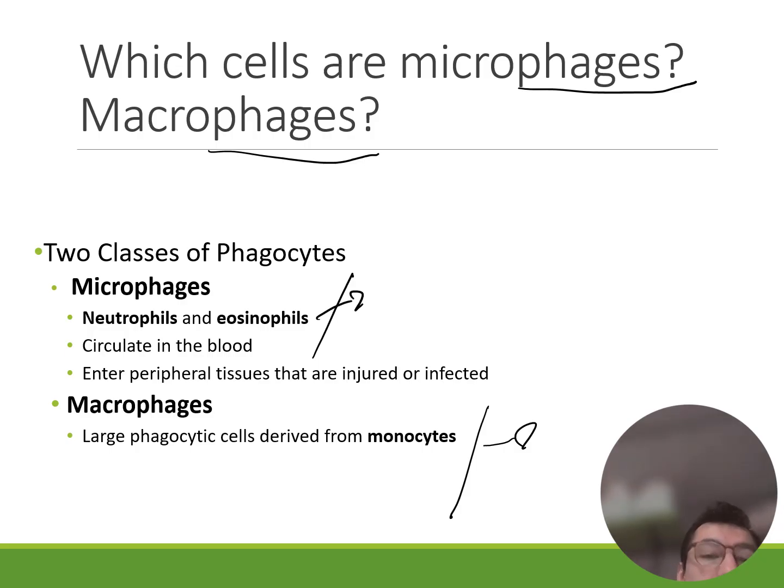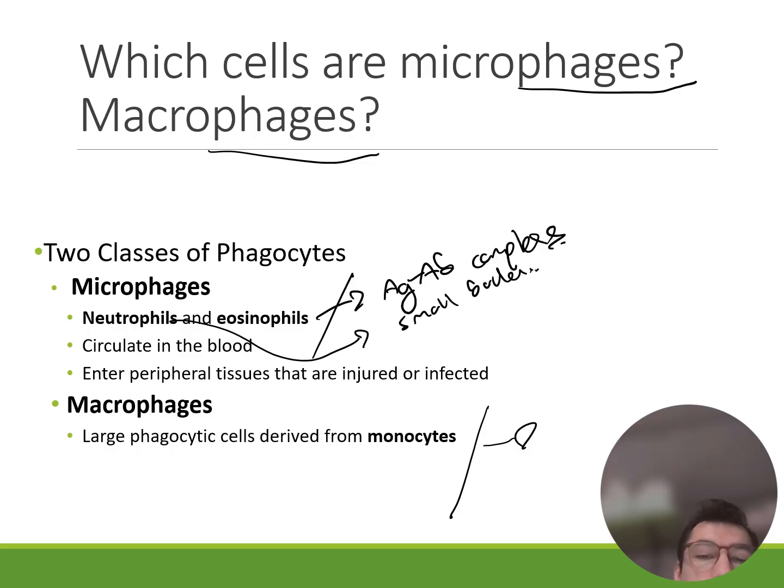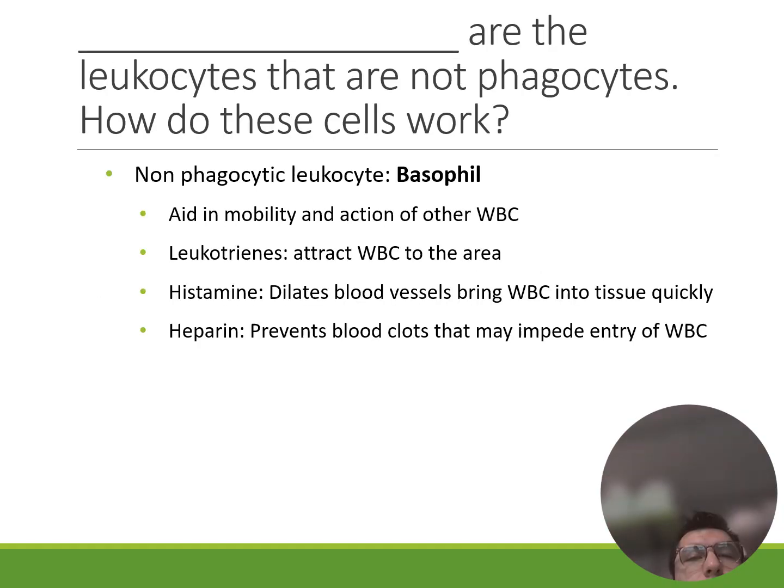Eosinophils are engulfing rather antigen antibody complexes. All right, neutrophils are engulfing small bacteria, large bacteria. Blank are the leukocytes that are not phagocytes. How do these cells work?